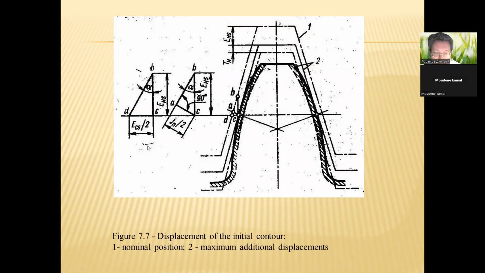In figure 7.7, you can see displacement of the initial contour. Initial contour. 1 is the nominal position. And 2 is the maximum additional displacement. First and second maximum positional displacements. It's the tolerance field and the distance between A and C.